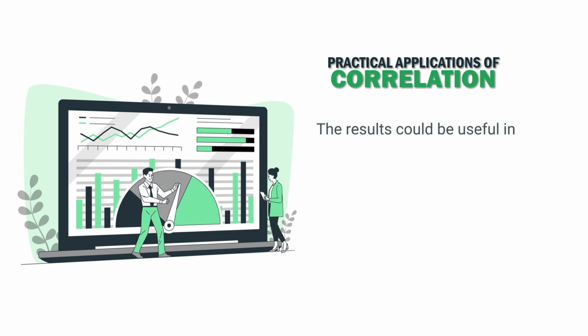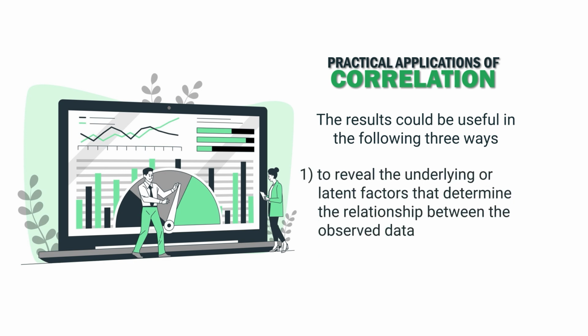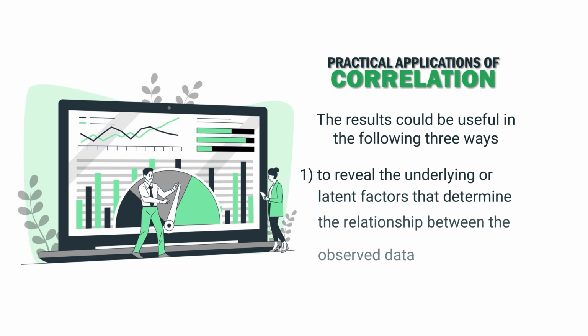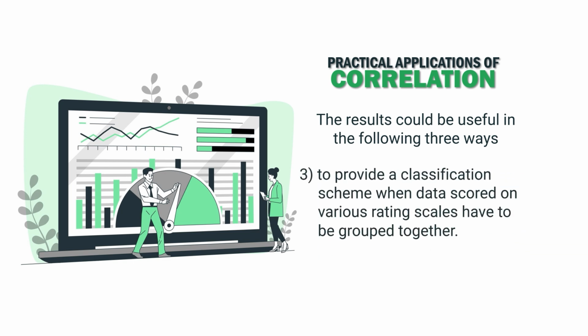The results could be useful in the following three ways. One, to reveal the underlying or latent factors that determine the relationship between the observed data. Second, to make evident relationships between data that had been observed or obscured before such analysis. And three, to provide a classification scheme when data scored on various rating scales have to be grouped together.